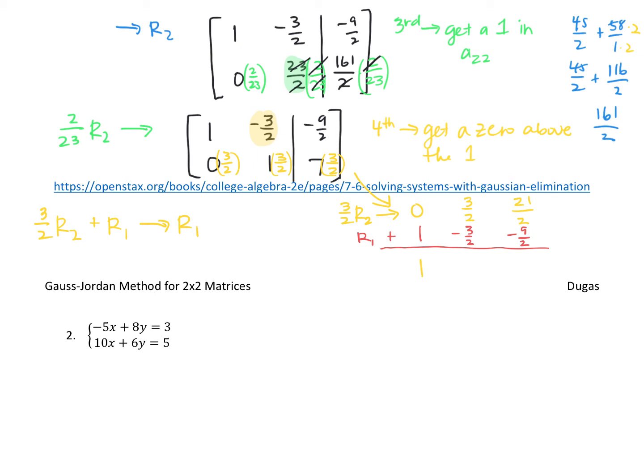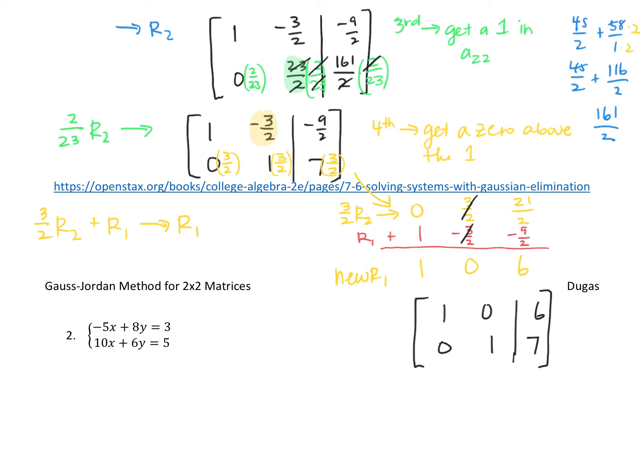0 plus 1 is 1. Negative 3 halves plus 3 halves, do you see that those are opposites? That's what we tried to engineer here with our process, so that'll be 0. And then 21 halves minus 9 halves, well, that will be 12 halves, which is 6. So this is our new row 1. So row 1 is now 1, 0, 6. And we did not change row 2, so that's 0, 1, 7.